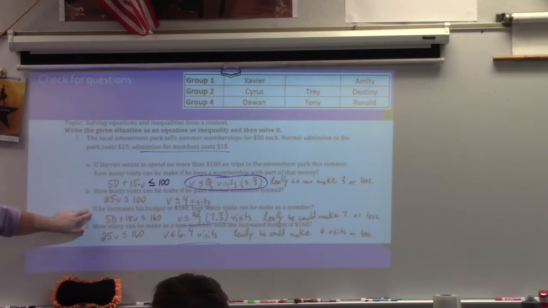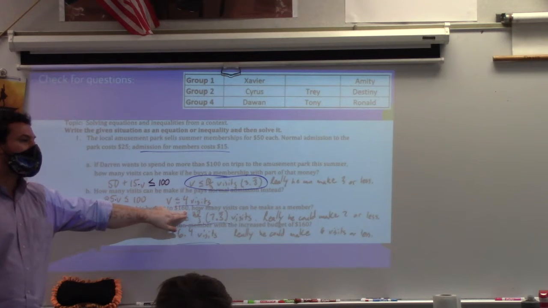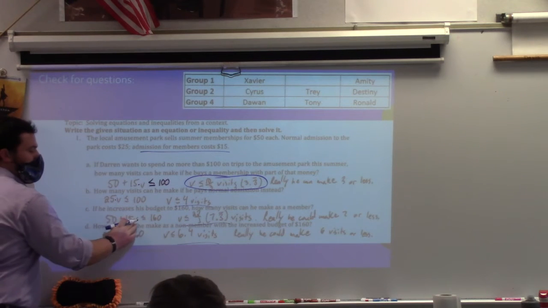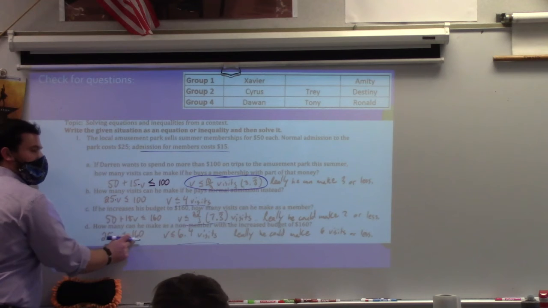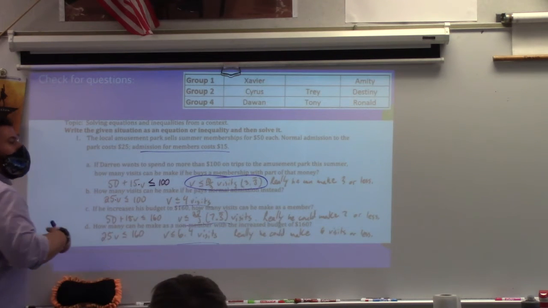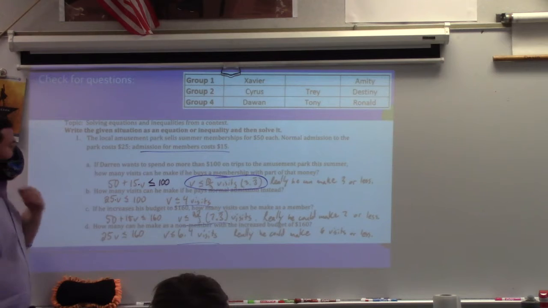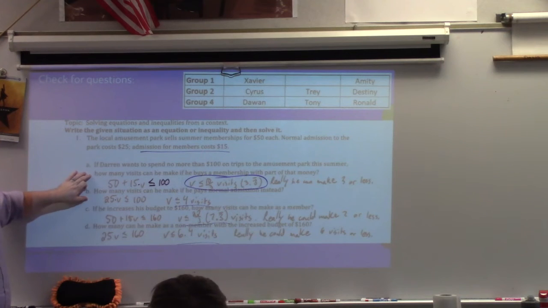But if he moves down here, he increases his budget to 160. Notice it's still 50 plus 15V is less than or equal to 160 now. 25V is less than or equal to 160. The point of this is to notice when his budget's 100, it's actually better for him to pay normal admission.